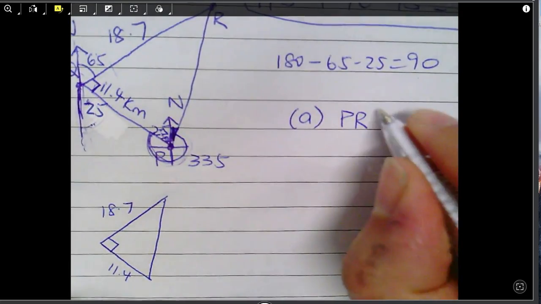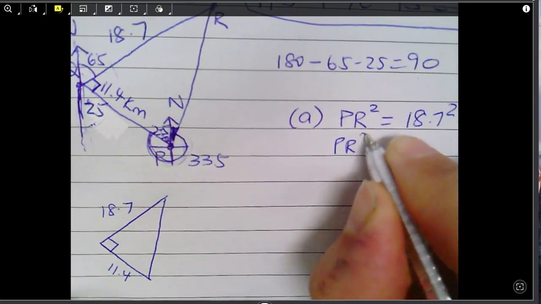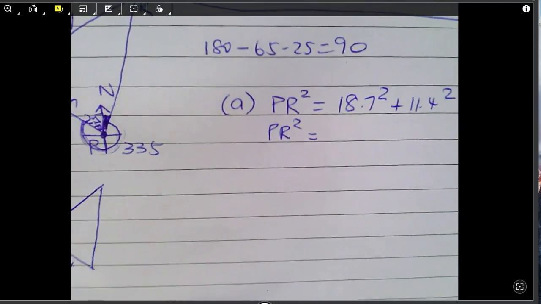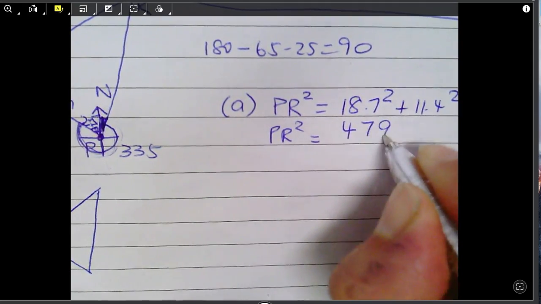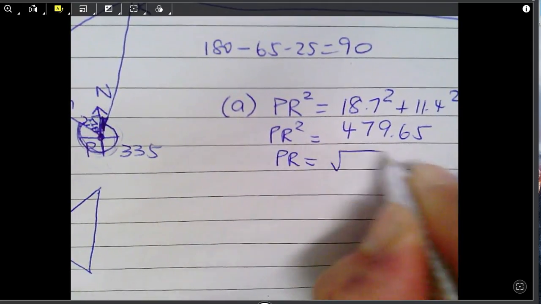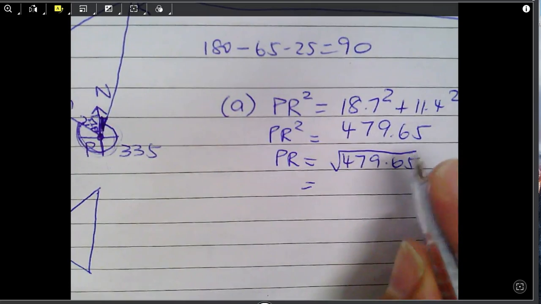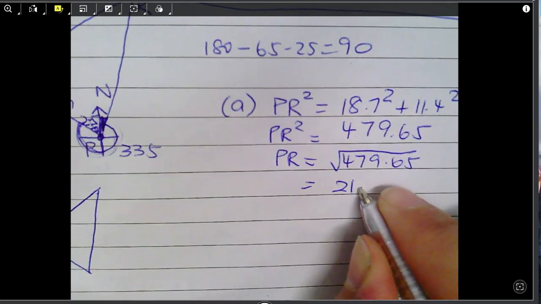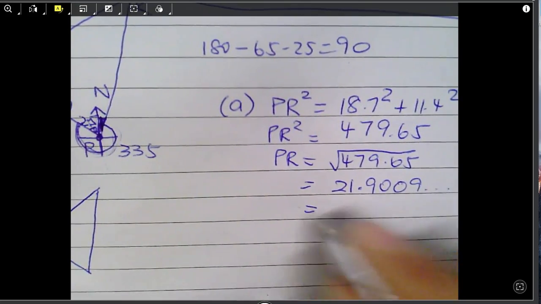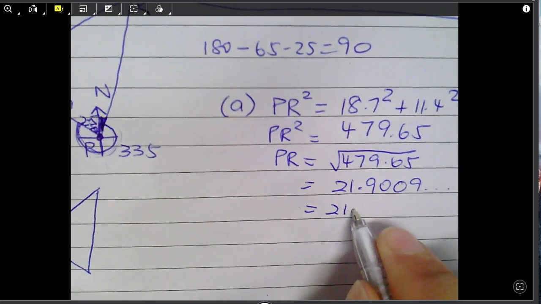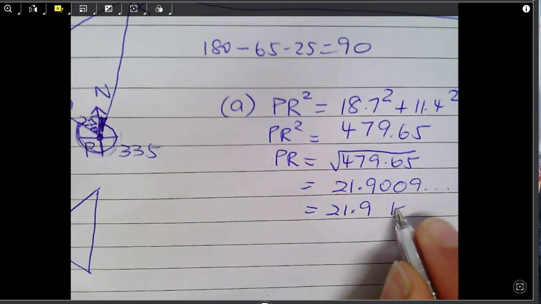Distance between P and R, so PR squared is 18.7 squared plus 11.4 squared. PR squared, did anyone work out what that is? 479.65, therefore PR is the square root of 479.65, which is? So what was it actually? 21 point what? 9009, etc. But to three significant figures, I only want three figures. 21.9 is three significant figures. And that's in kilometres.